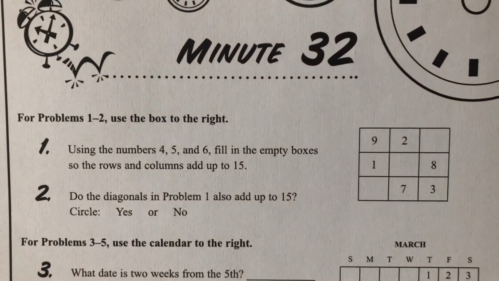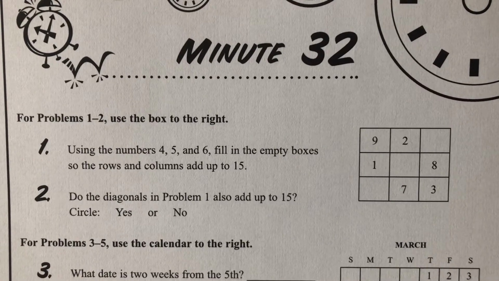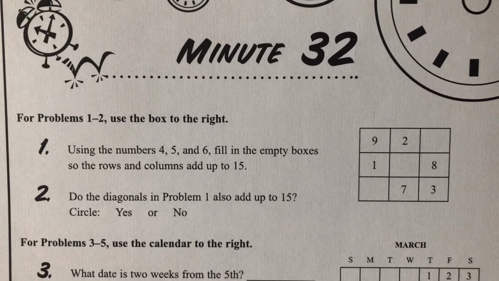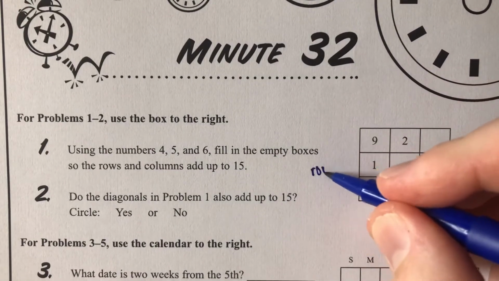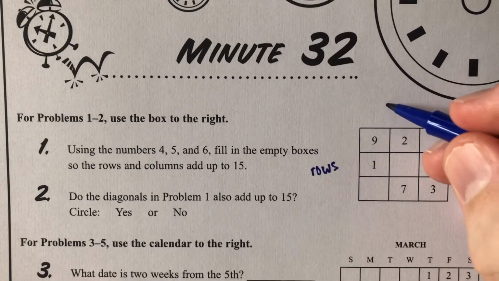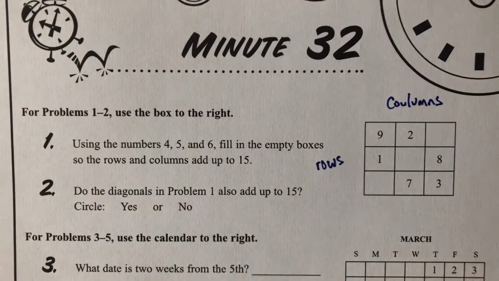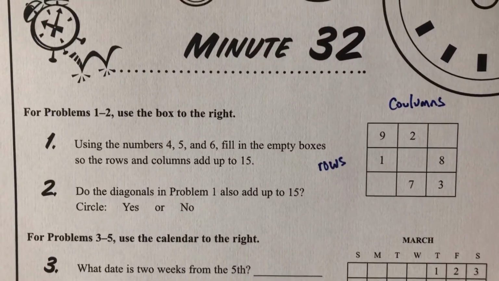Math minute number 32. Number 1 says use the numbers 4, 5, and 6. Fill in the empty boxes so the rows and the columns add up to 15. So on the side, these are the rows. And on top, these are the columns. So the rows have to equal 15, and then the columns have to equal 15.